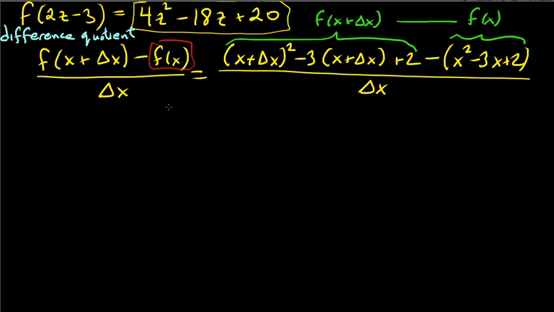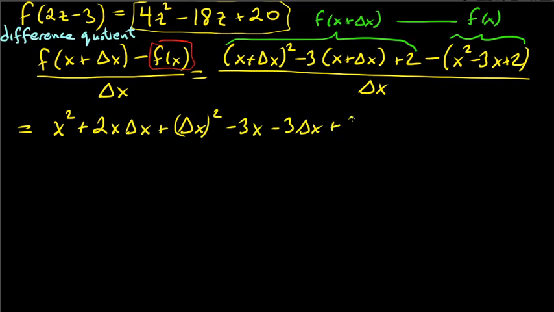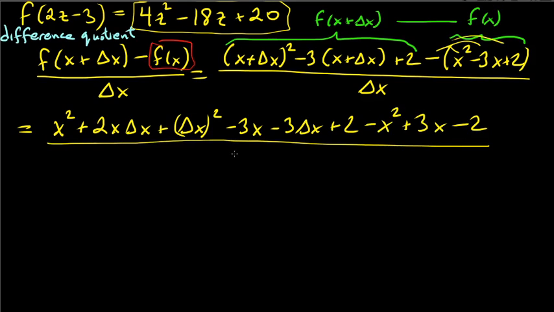Okay, so just expand all this out. You should get x squared plus 2x delta x plus delta x squared minus 3x minus 3 delta x plus 2. And then don't forget to distribute the minus sign here. So we get minus x squared plus 3x minus 2. All divided by delta x.